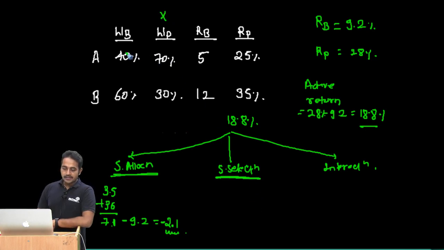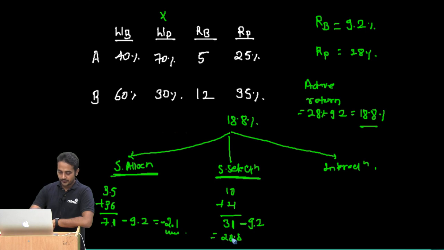So the return on the benchmark is the same. The return on the portfolio now will become 25 into 40%, that's 10, and 35 into 60%, that's going to be 21. So your returns here are 31, minus 9.2 on the benchmark, so 21.8 is because of the security selection.